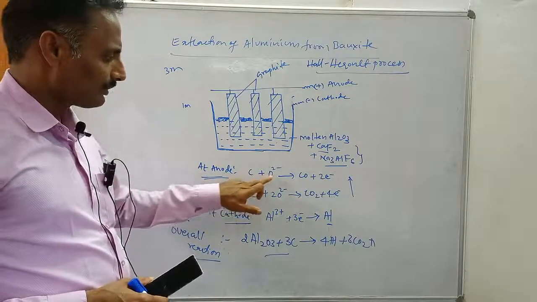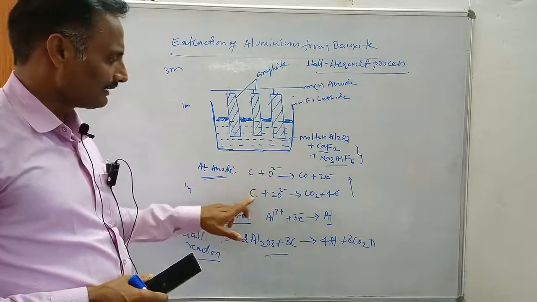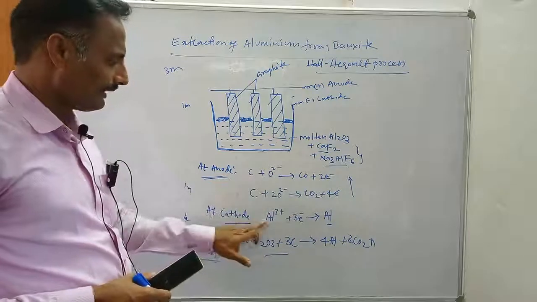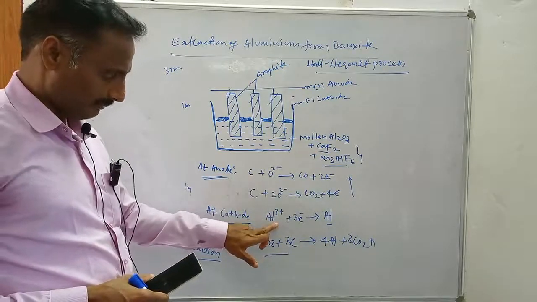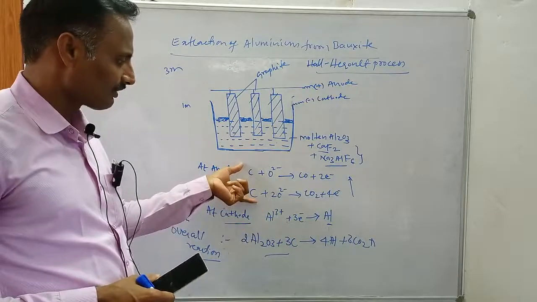Here carbon combines with oxygen to form CO, and 2 electrons are released. C plus 2 O2- gives CO2 and 4 electrons. The Al3+ ion here picks up 3 electrons to give aluminum. This is reduction, and the other is called oxidation.